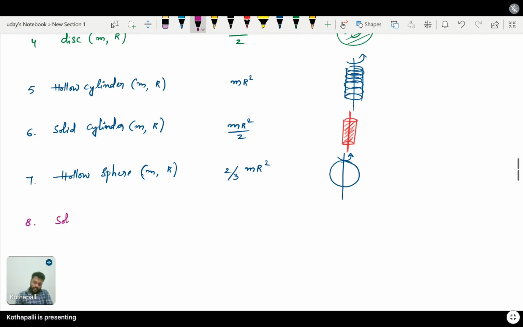Next, solid sphere of mass m and radius r. It is 2 by 5 mr square. Solid sphere, like this.